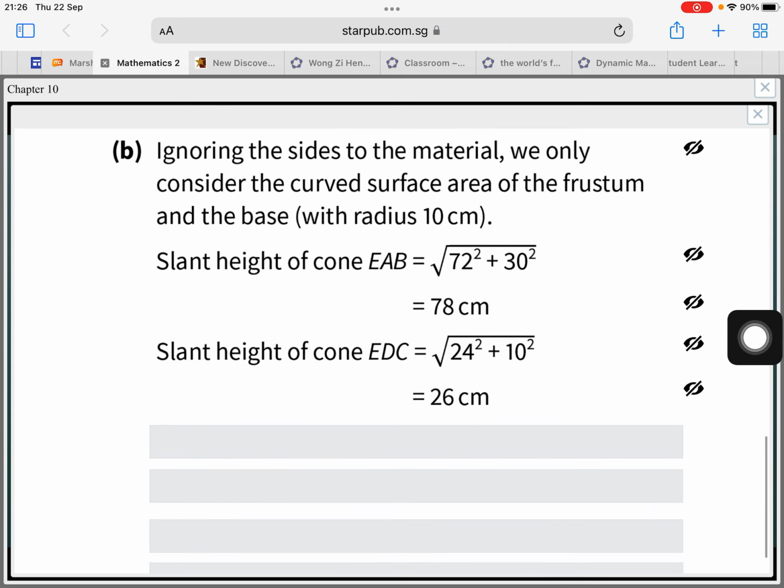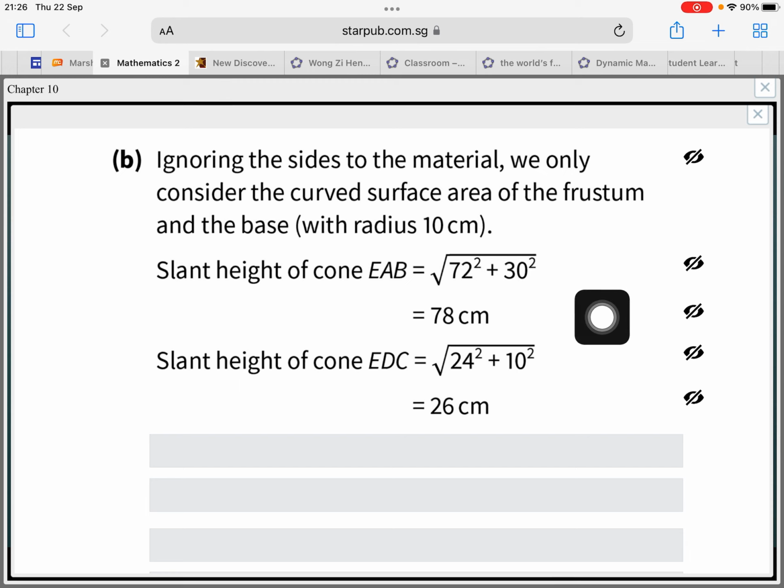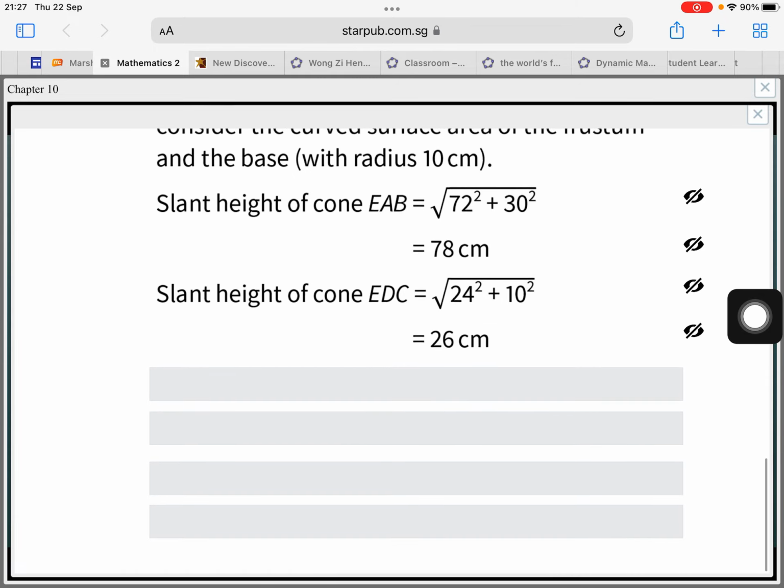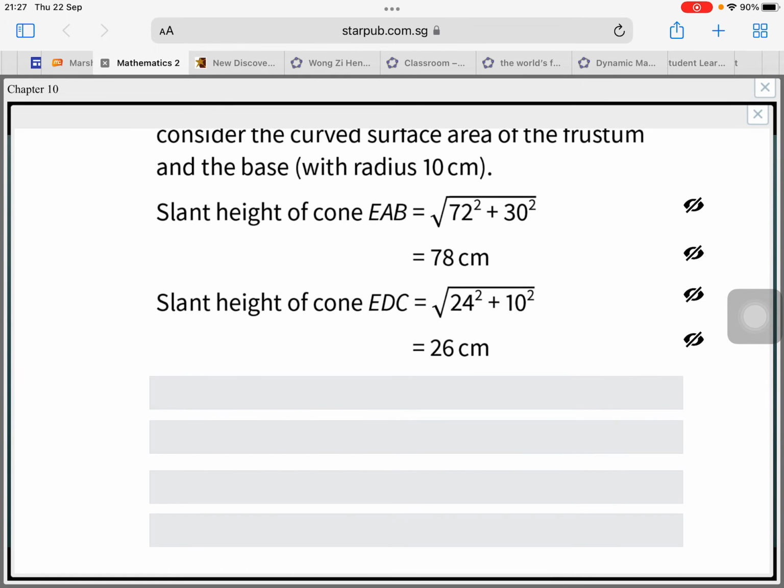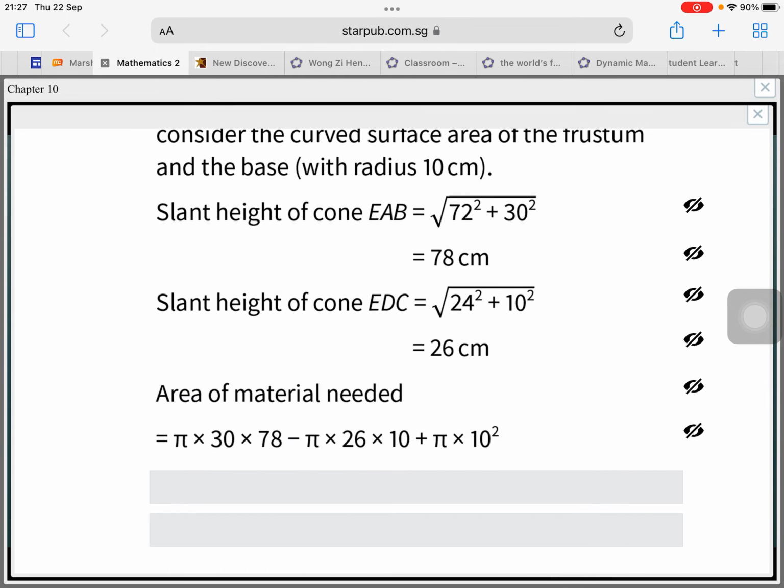Of course they skip quite a couple of steps. Over here you should always write down that this is by Pythagoras theorem, and do your plus minus and reject the negative. Once you have the slant height, you are ready to find the curved surface area. So you can take the curved surface area of the bigger one, subtract the smaller one. So pi RL, pi 30 78, pi RL, pi 26 10.